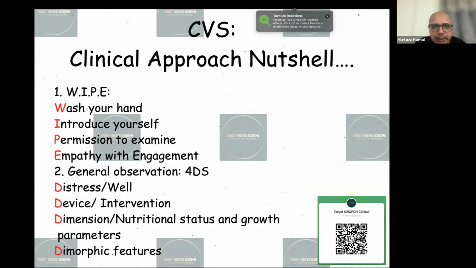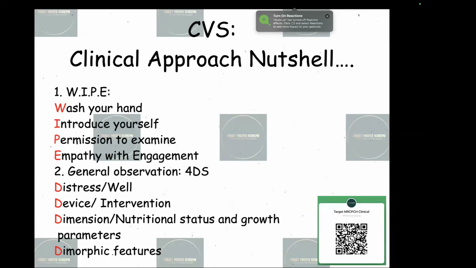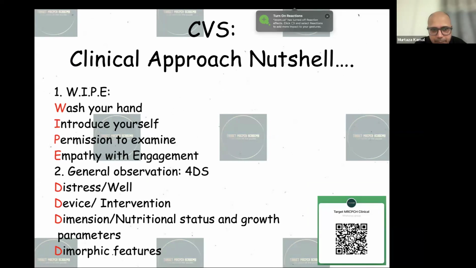For the clinical station, I'll just give a brief approach of the important points we are all aware of. In any clinical station, after we are given the command, we have to do our hand washing, which is very important. We have to introduce ourselves to the patient, take their permission, engage the patient, and show empathy with them.